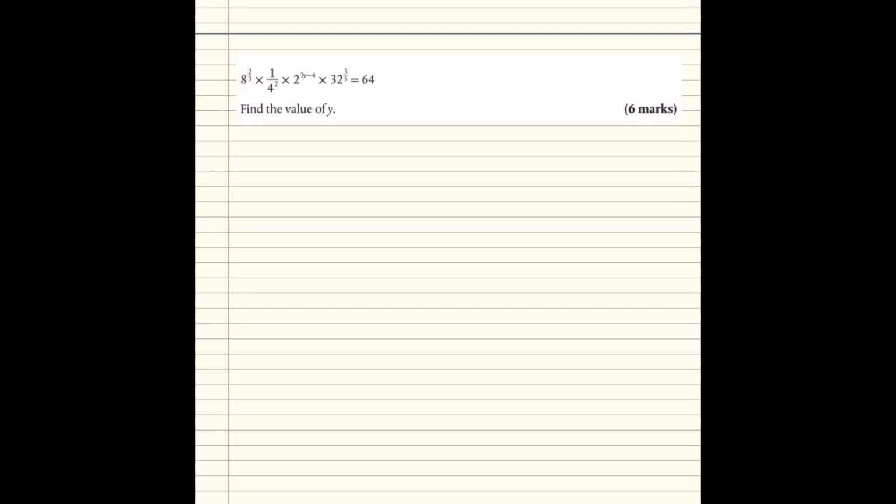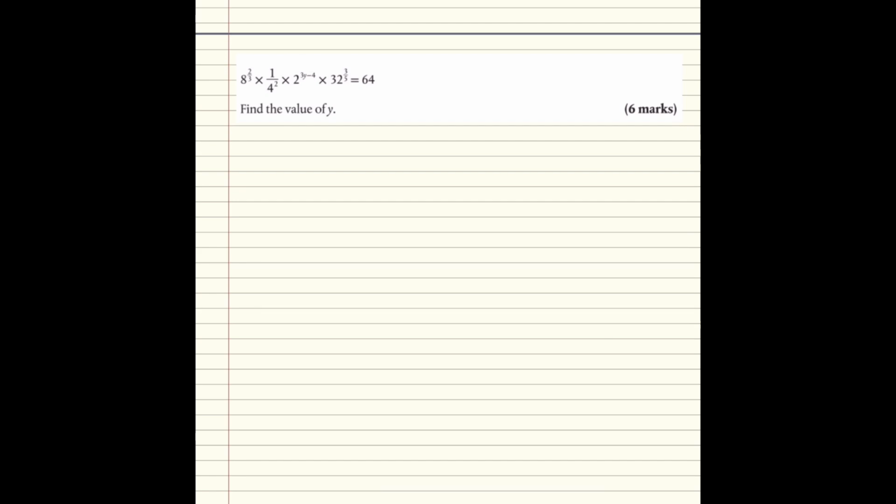The bases. So this is a base of 8. We've got a base of 4 here, but these are all can be written as a power of 2. For instance, 8 can be written as 2 to the power of 3. And 4 can be written as base 2 to the power of 2, and that's the same base. 32 and 64 again can be written as a base power of 2.